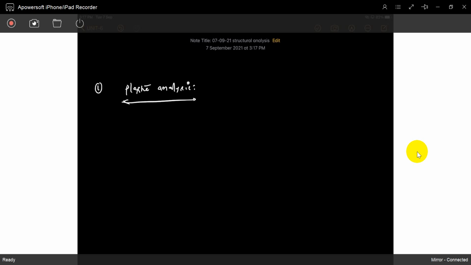What is a plastic analysis? Just understand it. If it is an axial member, what is the stress? What is the capacity of the sectional area? How much load can we apply? That is based on the material characteristics. What are the material characteristics? Material characteristics is the stress strain curve.